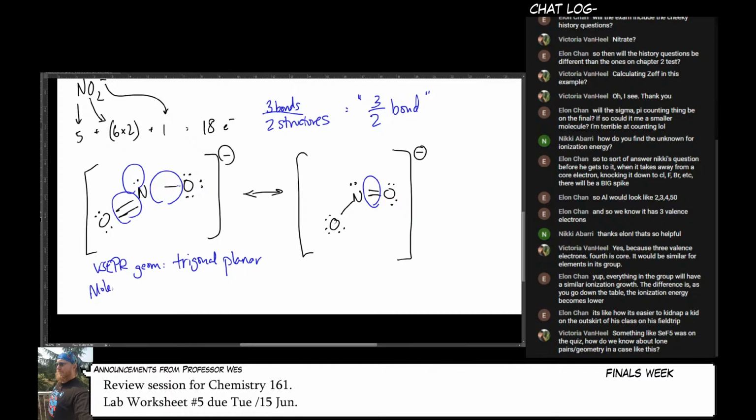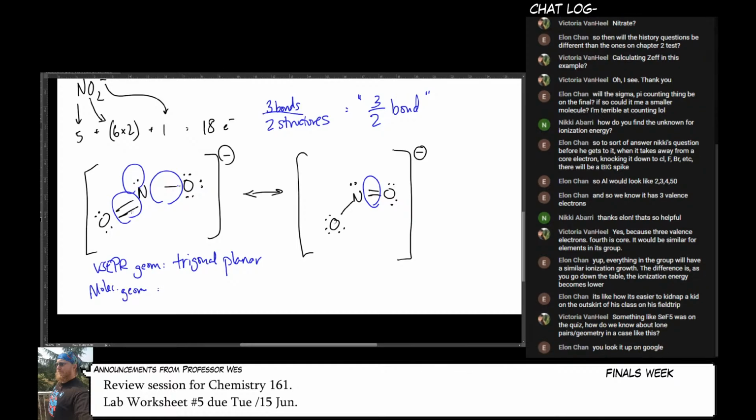And then the molecular geometry of these 3 electron groups. So we have 3 groups, and then 1 is a pair of electrons. That's this right here. So we look up the shape for 3 groups where 1 is an electron pair, and you get bent for that.